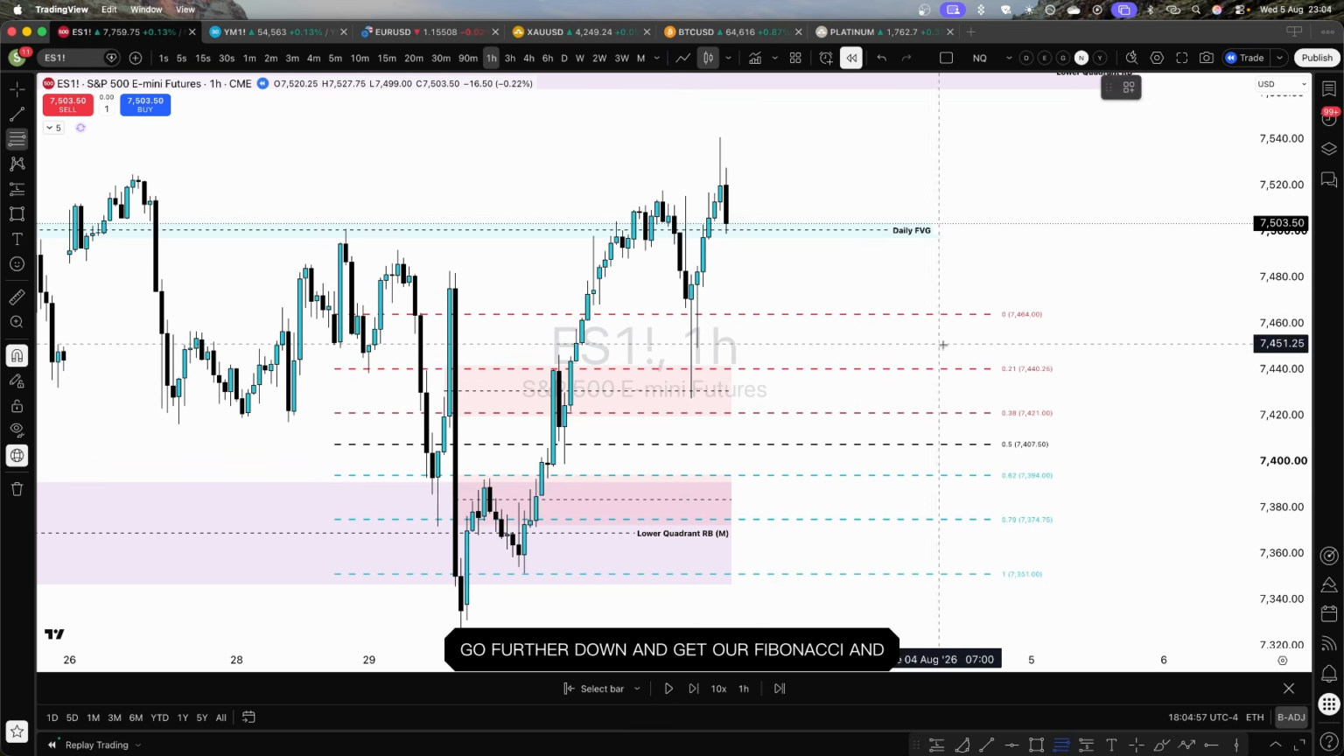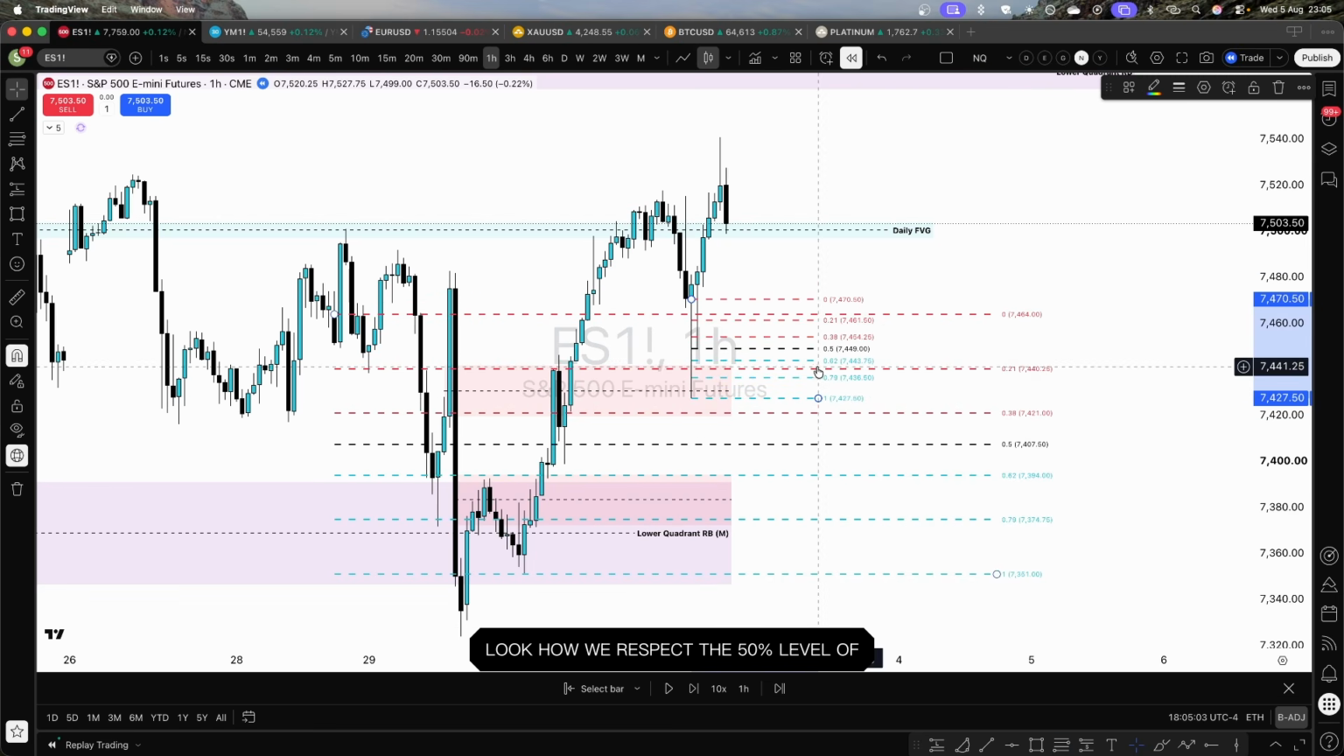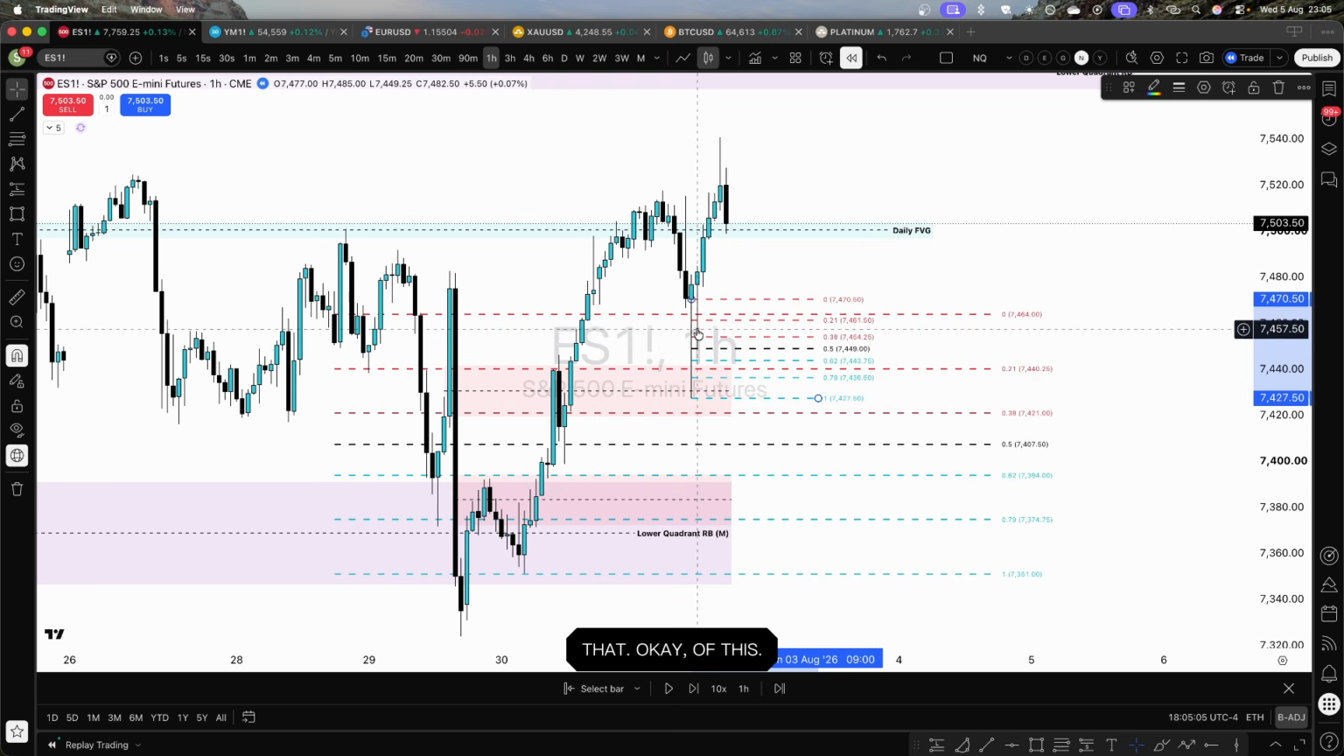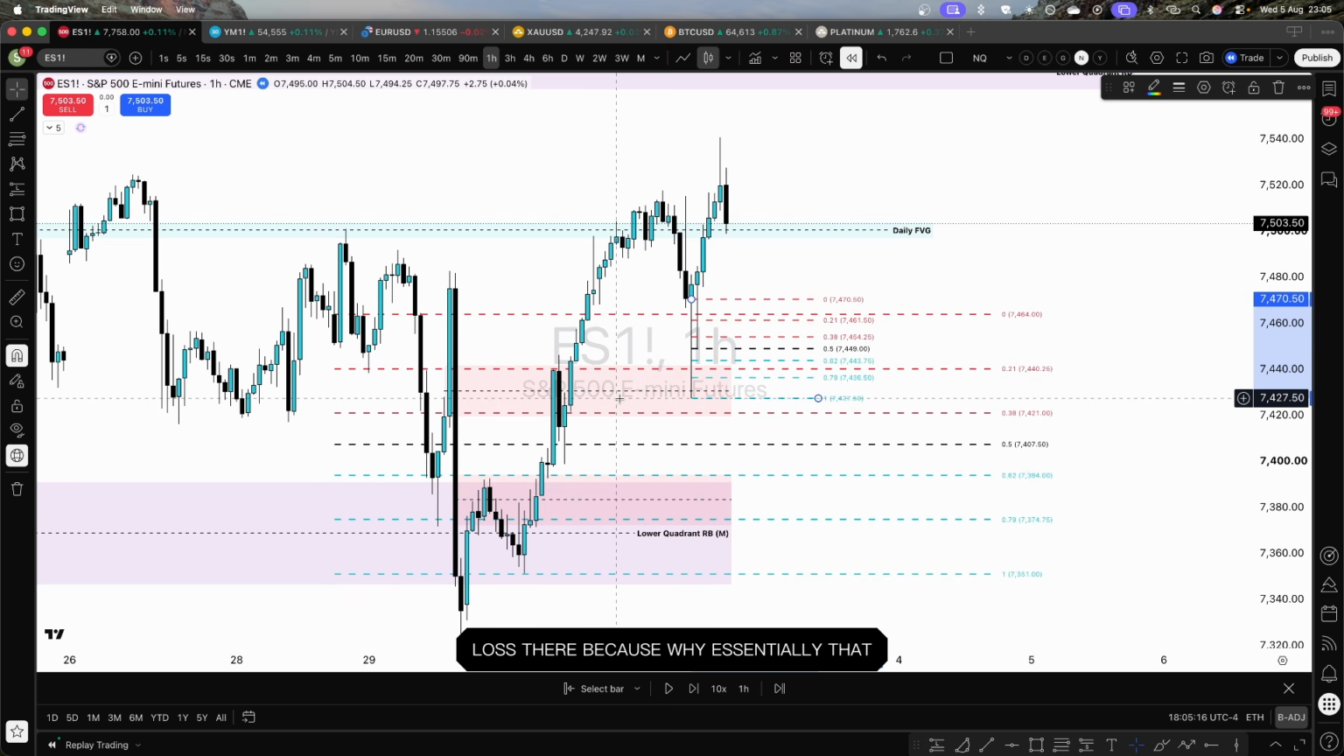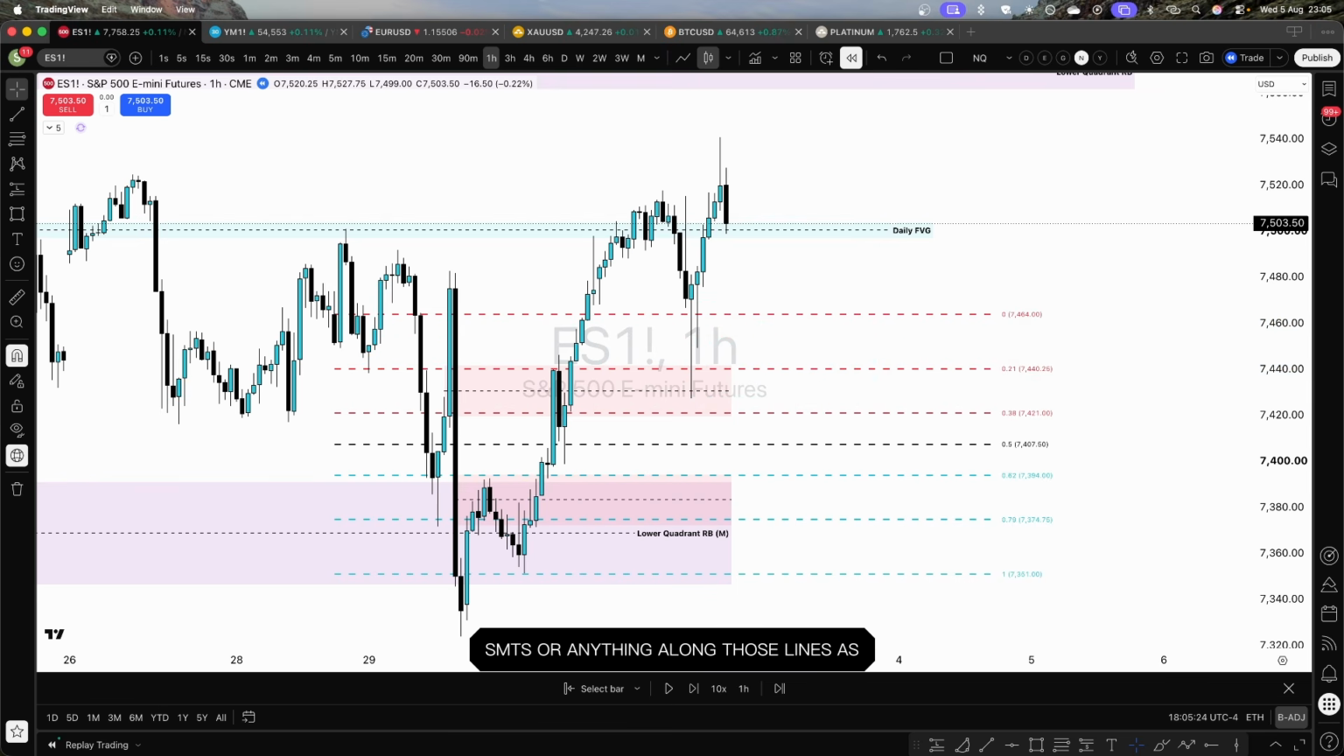We can even go further down and get our Fibonacci, and look how we respect the 50% level of that. Okay, of this. So you could essentially have your buy limit, or essentially buy at this level and your stop loss there, because why? Essentially, that is basically a protected low. You can look for SMTs or anything along those lines as well, but we can see that upper level has been tagged in as an order block and a fair value gap. You can't ask for anything better on there.